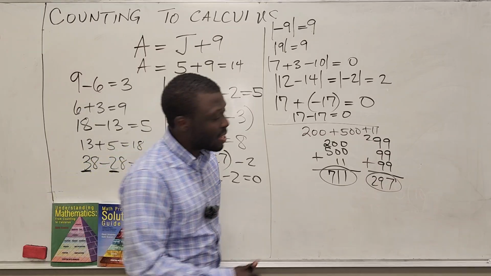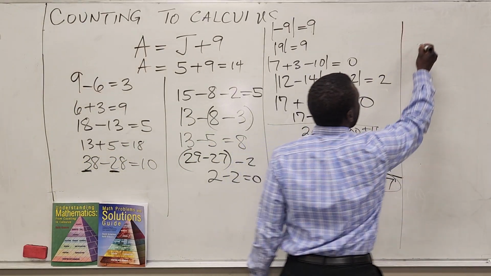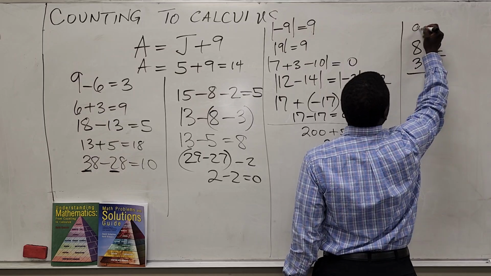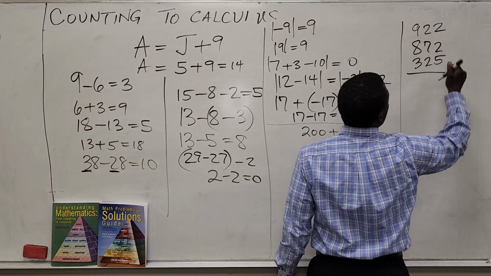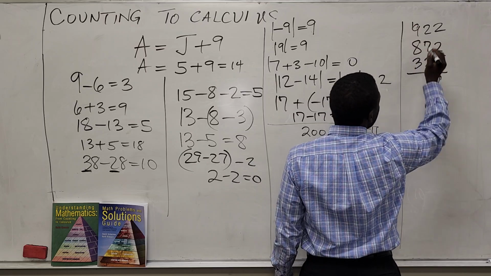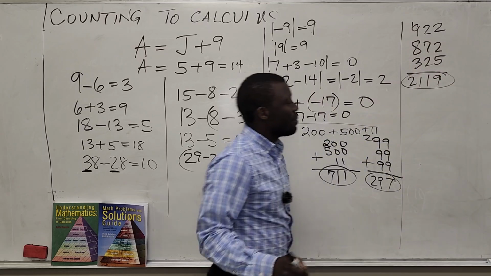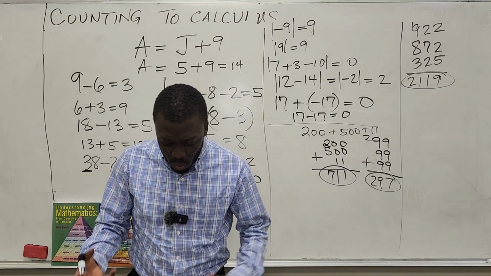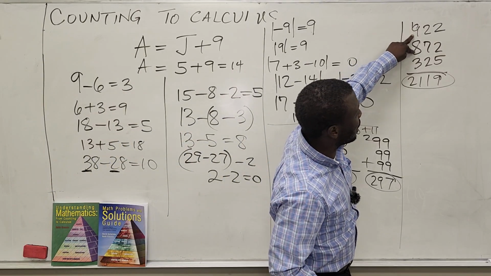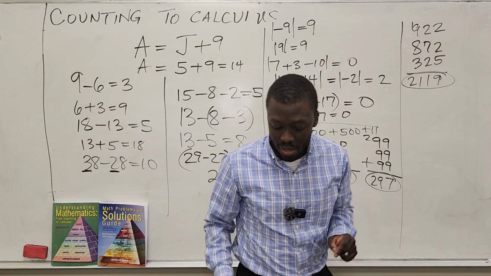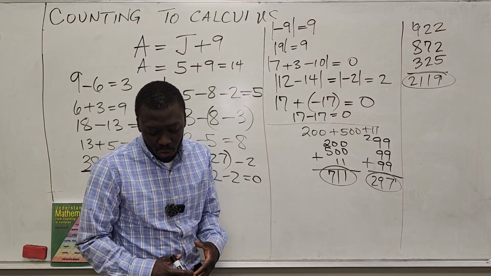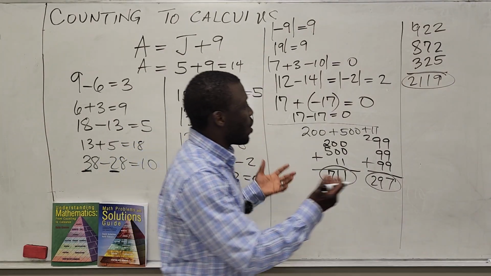Okay, what about 872 plus 325? Let's add 922. So that's going to be 9. This is going to be 11. That's 1821. Okay, very good. So let's get comfortable with working with numbers. The other thing you could do is you could add these 2 digits together first and then add that third one. Okay, very good.